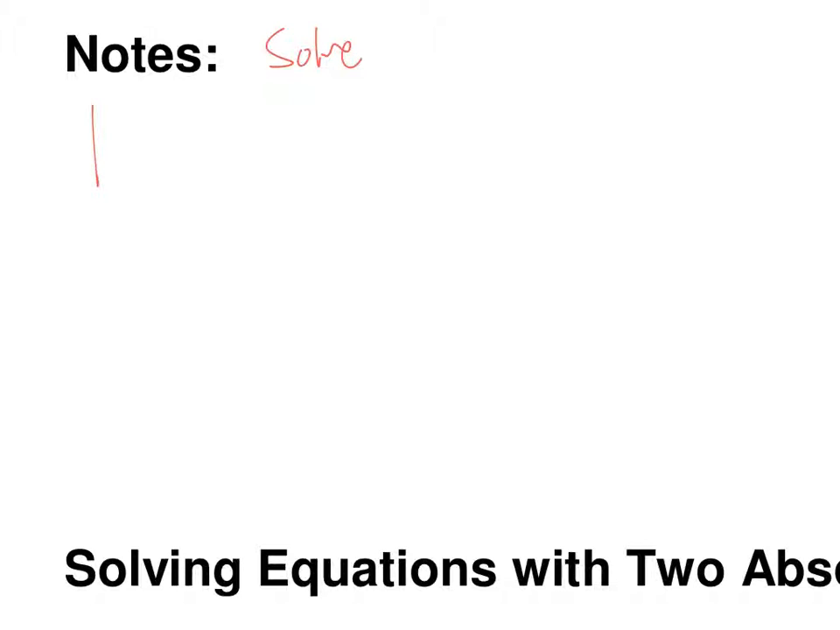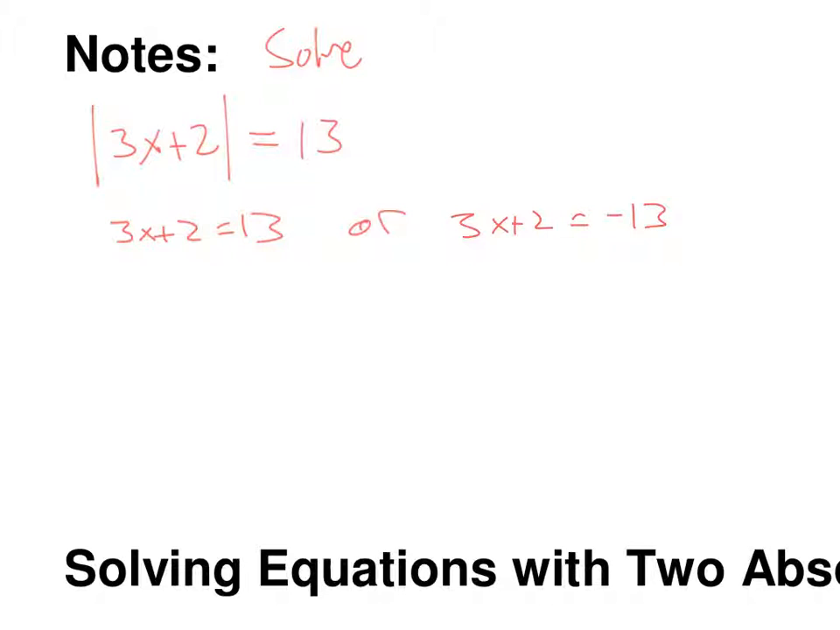Let's say we have the absolute value of 3x plus 2 equals 13. Well, if we have the absolute value of something equals 13, that means the stuff in here could be equal to 13, because the absolute value of 13 is 13. Or the stuff on the inside could be worth negative 13. So 3x plus 2 could be worth negative 13. One of those things has to be true. So again, we take whatever's on the inside of the absolute value, and we set it equal to positive 13 and negative 13.